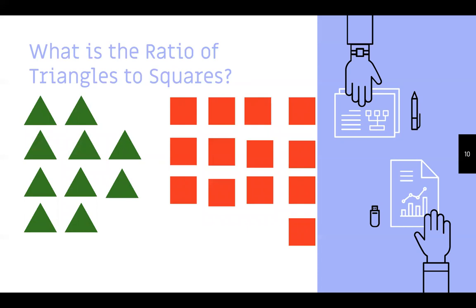Just another problem: what's the ratio of triangles to squares? Well, first, unlike the other problems, this problem does not give us the number, so we have to count the numbers. Counting the green triangles, there are 10 of them. And counting the squares, there are 13. Because it says triangles to squares, we correspond the 10 with the triangles and the 13 with the squares.